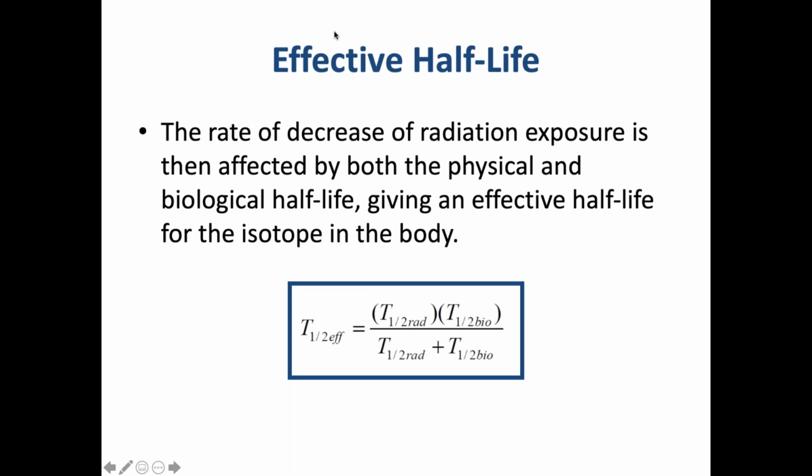And we have a formula over here. The effective half-life is equal to the radioactive half-life times the biological half-life, over the radioactive half-life plus the biological half-life. It's kind of like a weighted average of the 2, right?